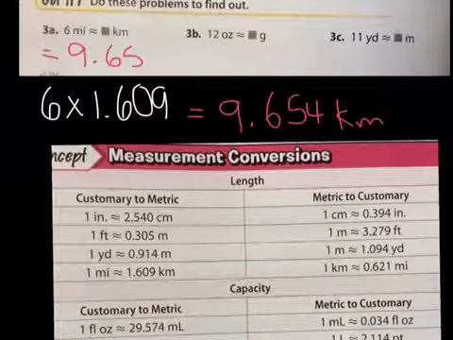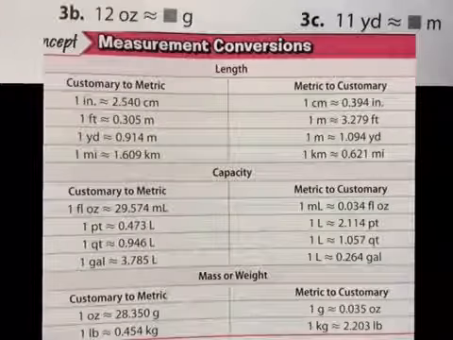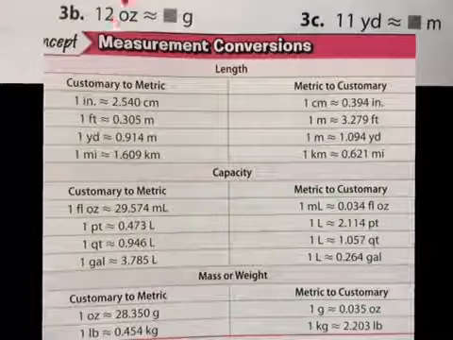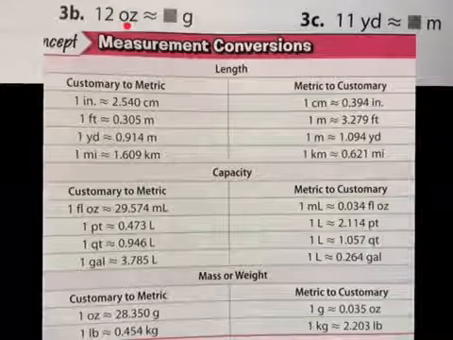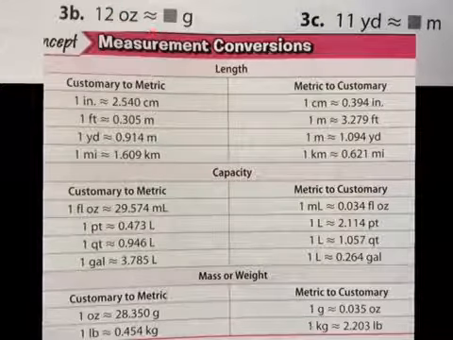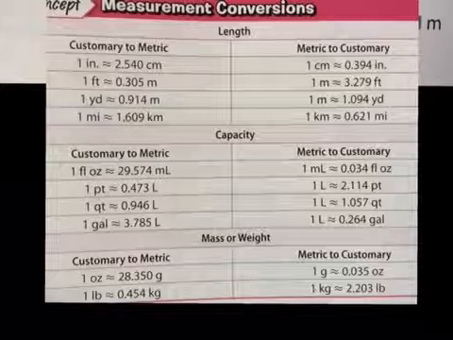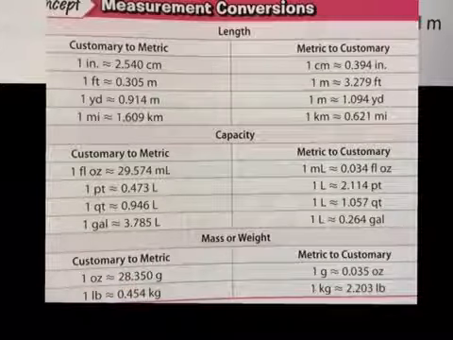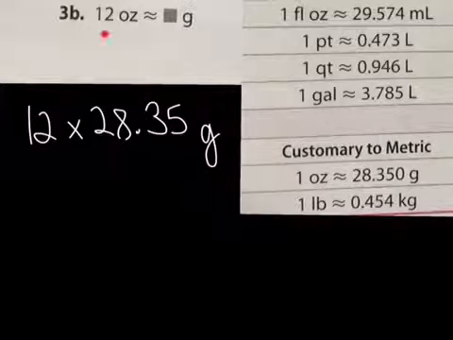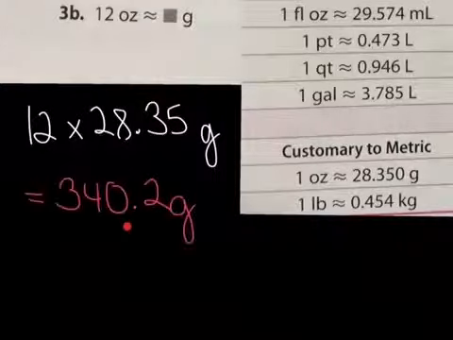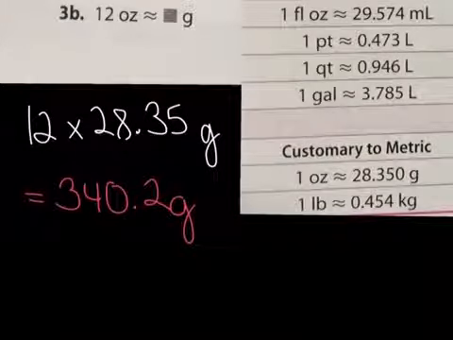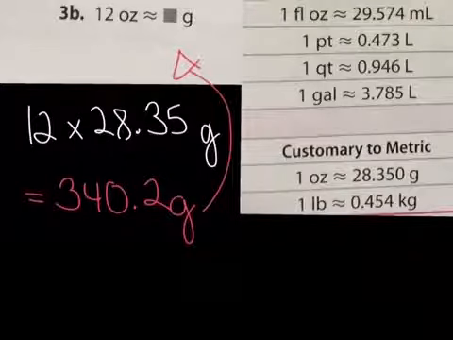Okay, let's do ounces to grams. Now, ounces to grams, these are both weight. We also have something called fluid ounces. That would be for capacity, for liquid. This is for weight. So, let's see here. Oh, here's our mass or weight. And we have 1 ounce is 28.350 grams. So for every 1 ounce, we have 28.35 grams. So we're going to multiply it by 12 then, because every one here is one of these. So we multiply, and I get 340.2 grams. You can write that one right under there.